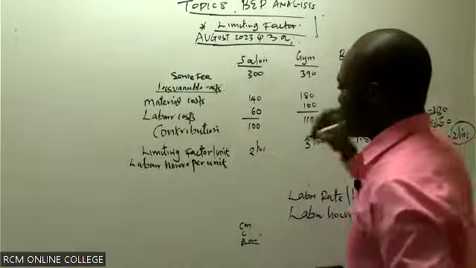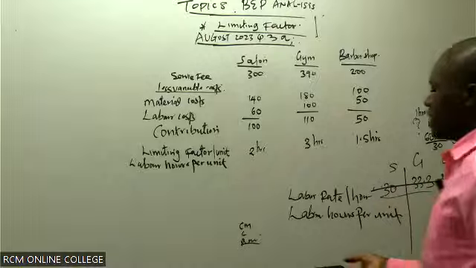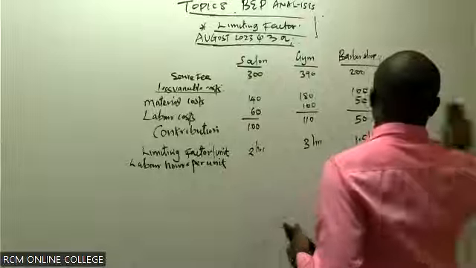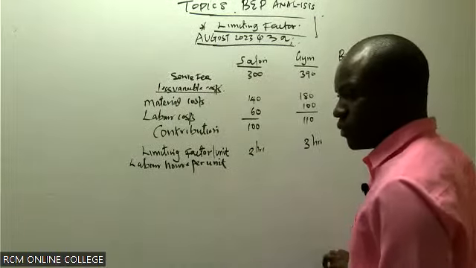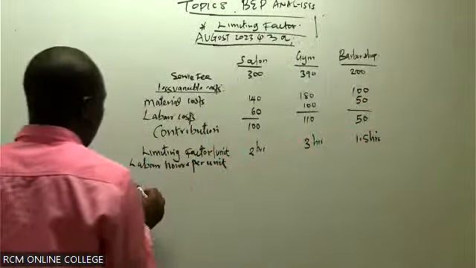You put it here. But now in this question, the examiner wanted these people to do away with this paper, and the examiner decided to give you the limiting factor directly without calculating anything. So having done that, you now give us the contribution per limiting factor.